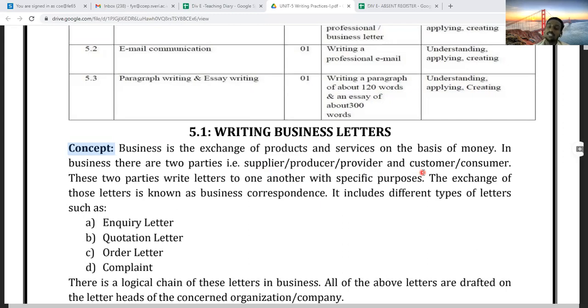Okay, so these are two parties in a business. Anywhere you go, minimum two parties are there. One is the supplier, producer, provider, and the other would be the customer or consumer.